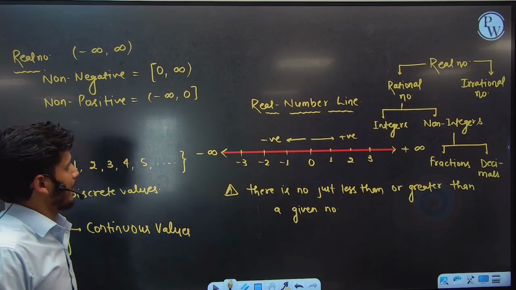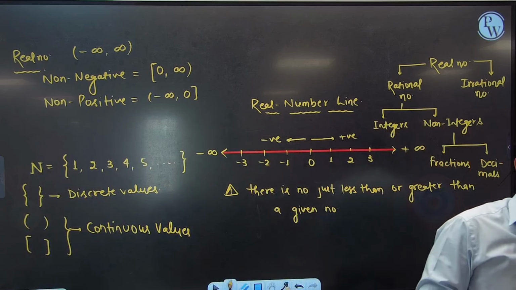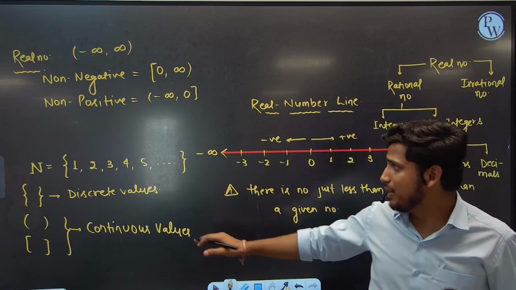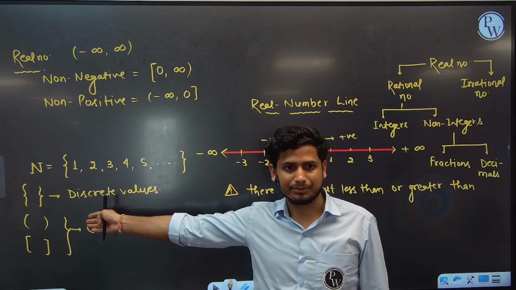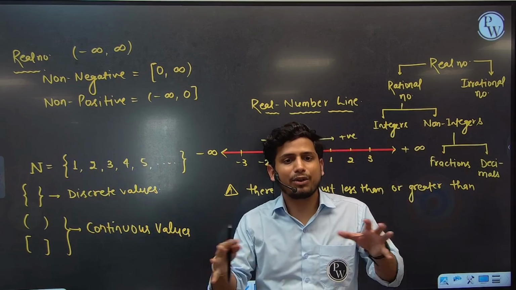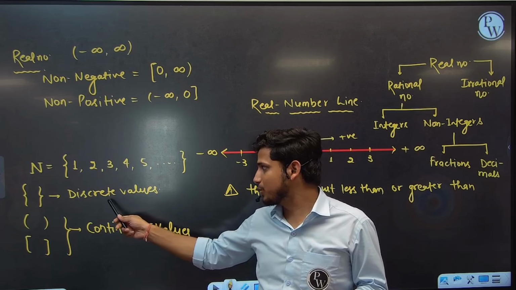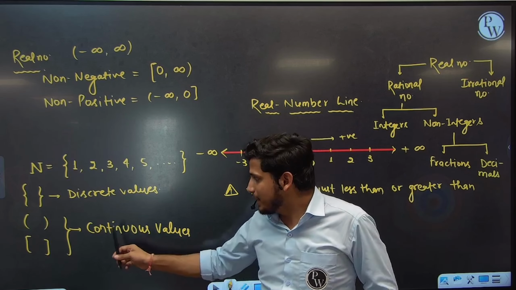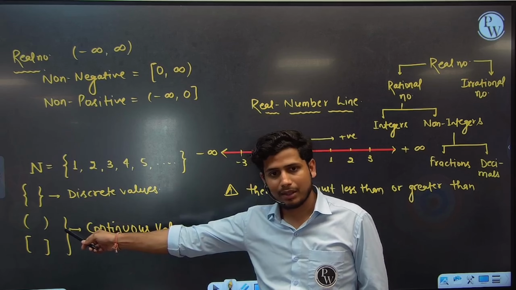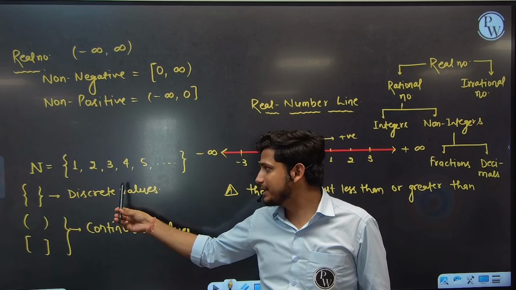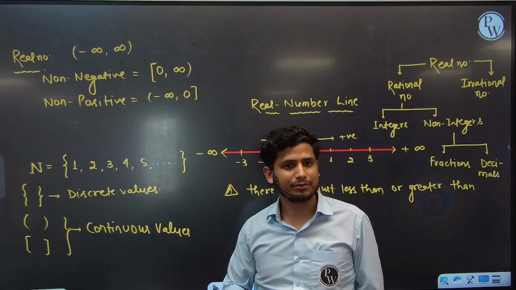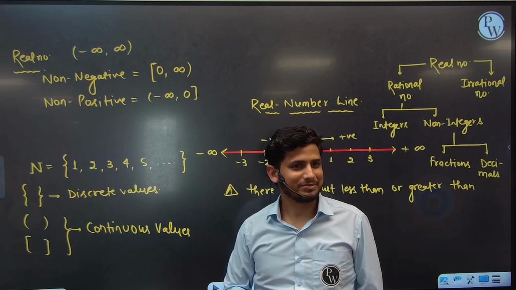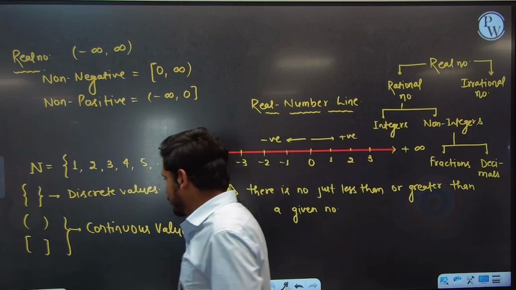Done now. So this is the basic explanation related to inequalities and sets. Discrete values make a discrete set, because a set is a collection of distinct elements. And this is called a continuous set. In continuous values we use open or closed brackets, but in discrete values we use braces or curly brackets. Done?